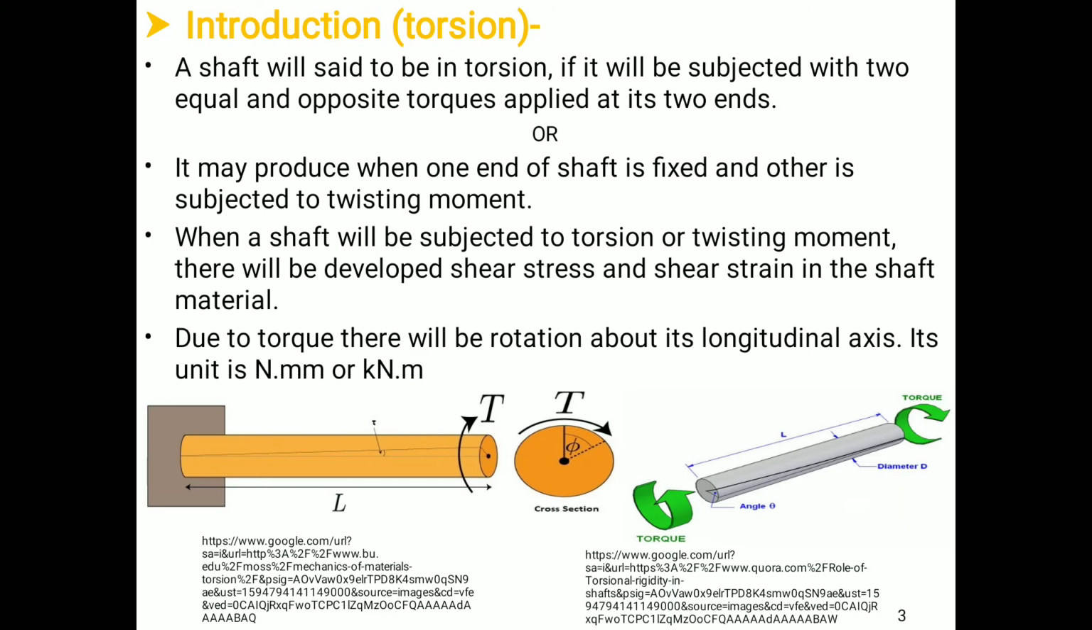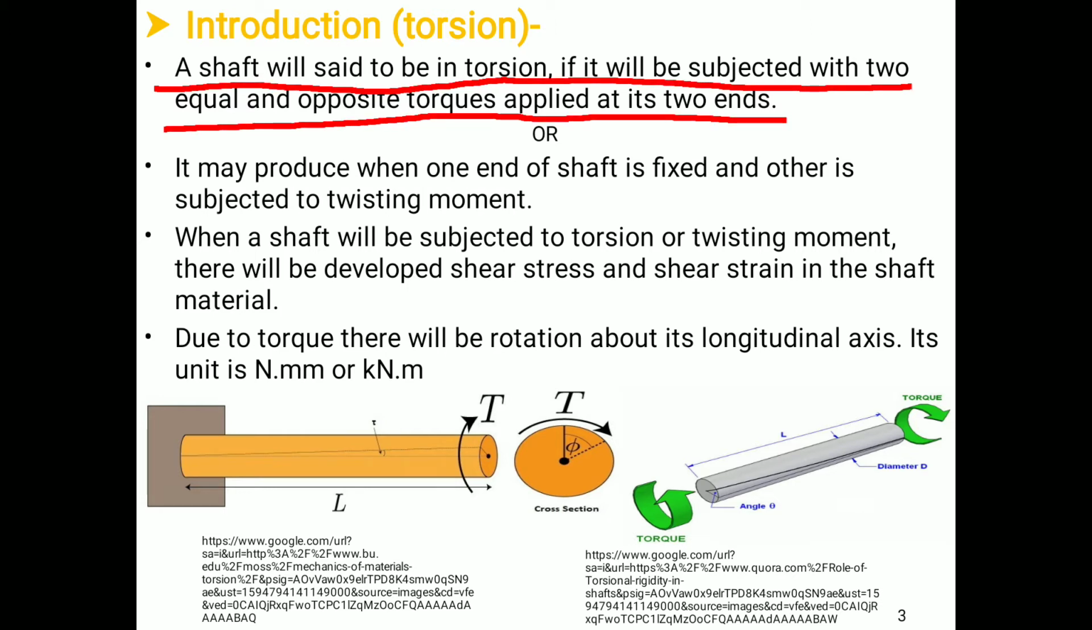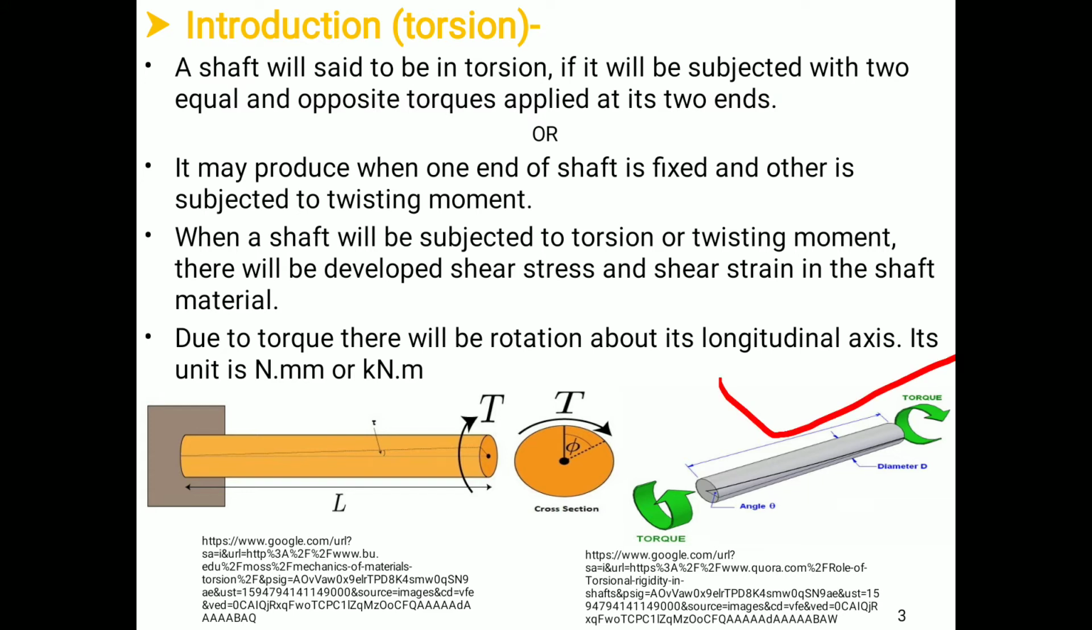Now we will move to the torsion. What is torsion? A shaft will be said to be in torsion if it is subjected to two equal and opposite torques applied at its two ends. When a shaft is subjected to two equal and opposite torques or twisting moments at both the ends, then it is in torsion. For example, this figure. In this figure, the shaft is subjected to two equal and opposite torques at its two ends. Therefore, that particular shaft is in torsion.